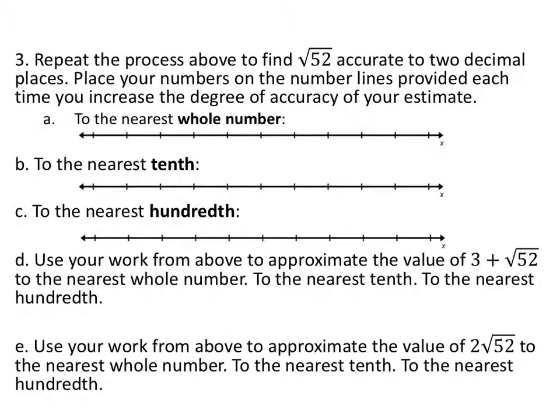Repeat the process above to find the square root of 52. We did skip number 2. Find the square root of 52 accurate to 2 decimal places. Place your numbers on the number lines provided each time you increase the degree of accuracy of your estimate. All right, do these ones. I'll give you a few minutes to do that with your neighbor. Go.